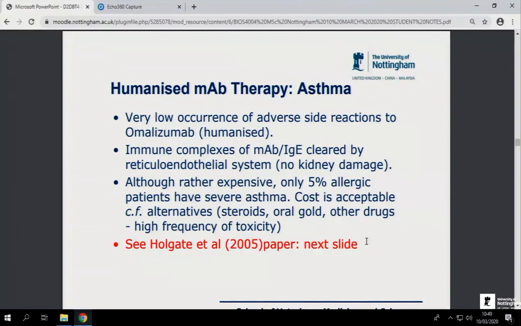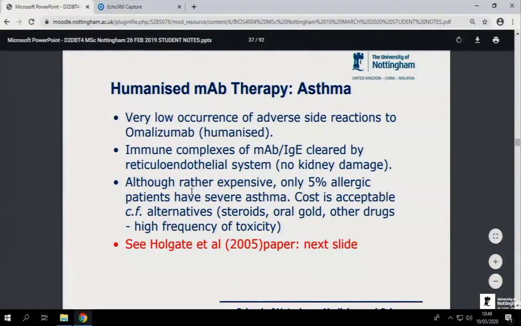There's a very low occurrence of adverse side reactions. Why? Because this is a humanized antibody. It's not a mouse one, it's not a chimera, it's humanized, with replacement of the hypervariable region sequences with human amino acids. Those immune complexes are cleared very quickly, and although it's expensive, only 5% of the allergic patients after that have severe asthma. If you think of the alternatives, this is actually quite acceptable.